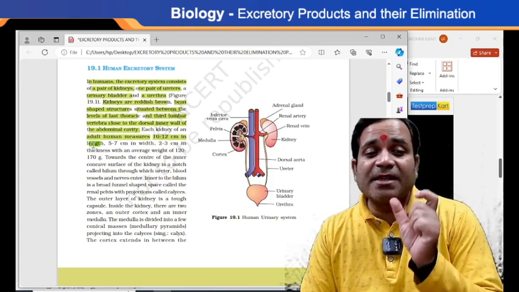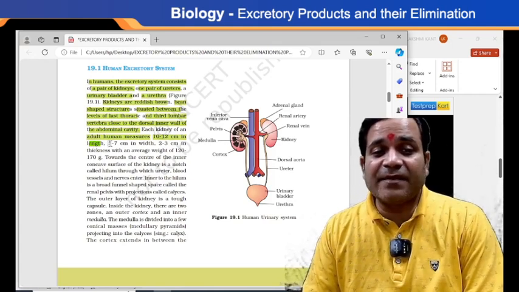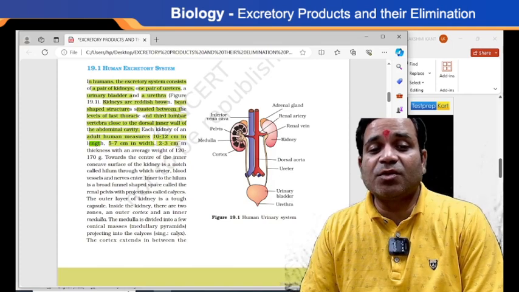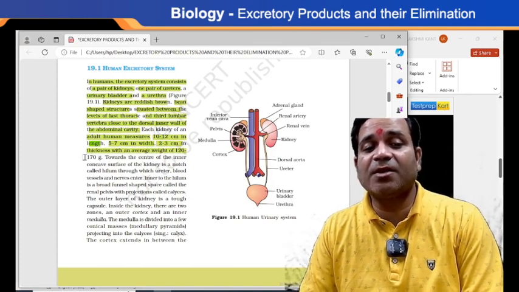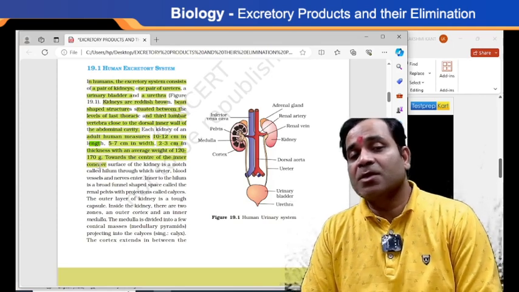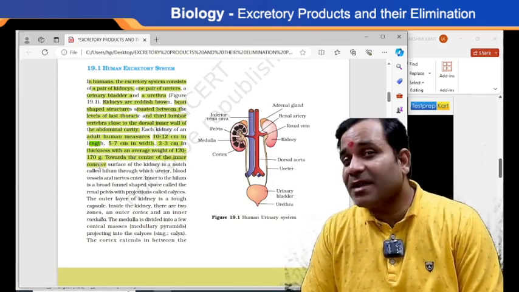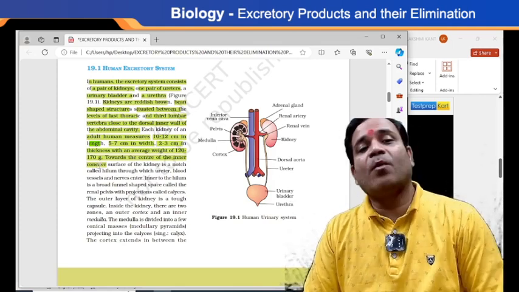10 to 12 centimeter in length, 5 to 7 centimeter in width, and 2 to 3 centimeter in thickness with an average weight. How much? 120 to 170 gram, my dear. So see, this one is an important line in NCERT, or not? Yes, sir, definitely. What is the important line here?